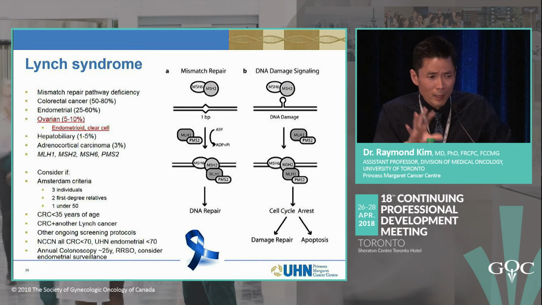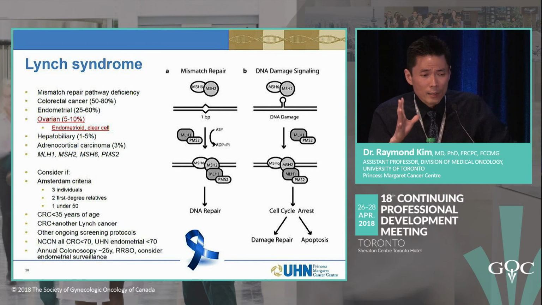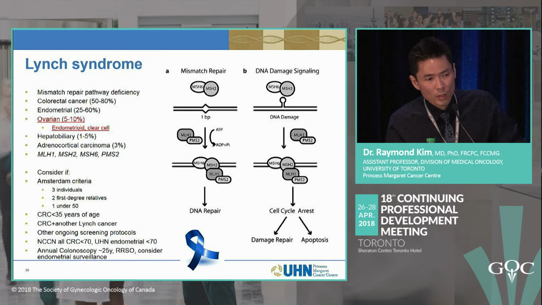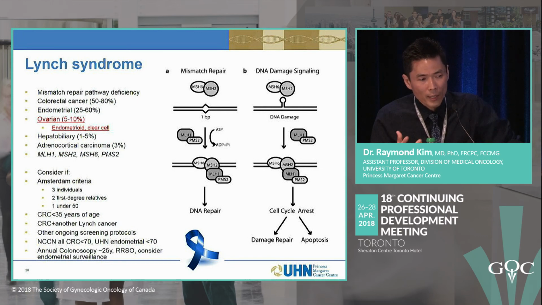I want to talk a little bit about Lynch syndrome and tie in some of the genetic technologies we use in the workup of Lynch syndrome. So Lynch syndrome is a hereditary colorectal cancer disorder. Gynecologically, it primarily manifests with endometrial adenocarcinoma and ovarian cancer, endometrioid and clear cell being the predominant histologic features.